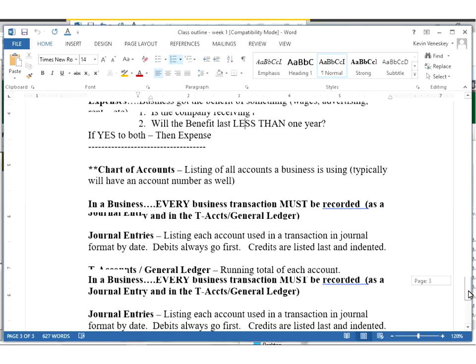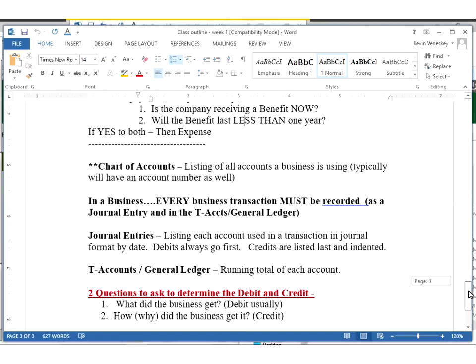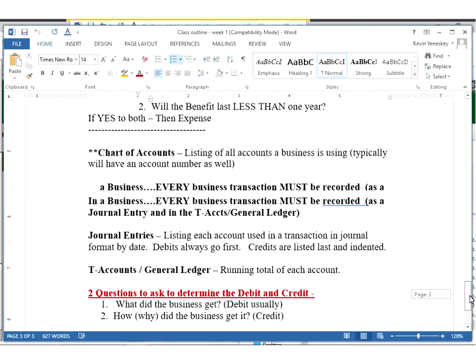I've already briefly talked about the chart of accounts. Remember, those are the numbers that go along with each account, just kind of like an ordering or a cataloging of each account. So if I say account 100, you'll know that it's cash.